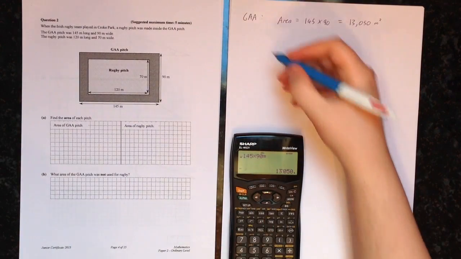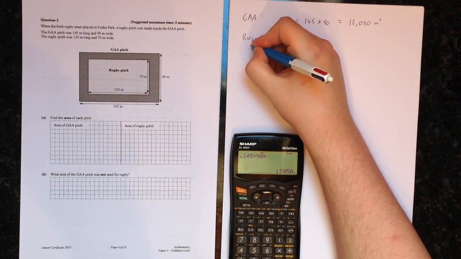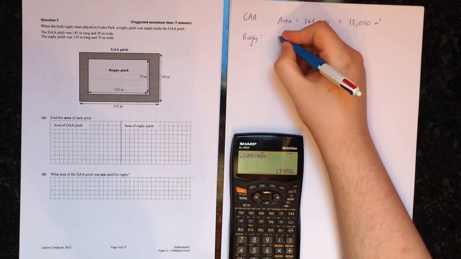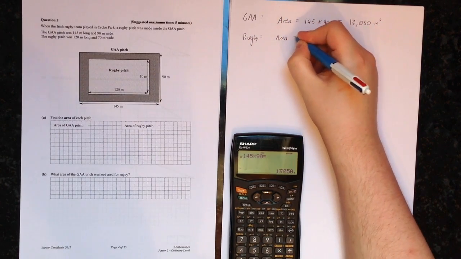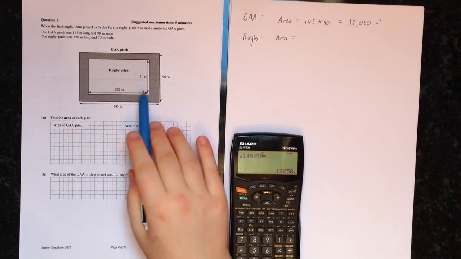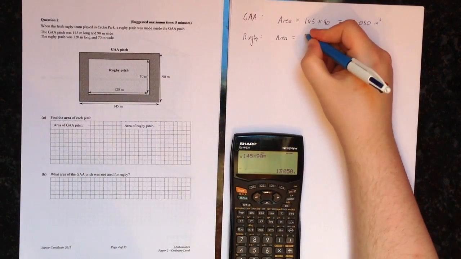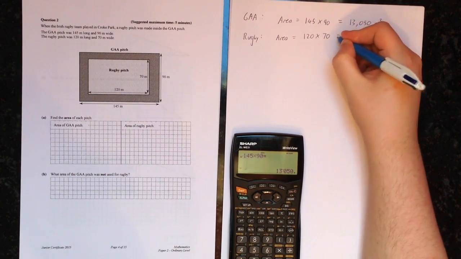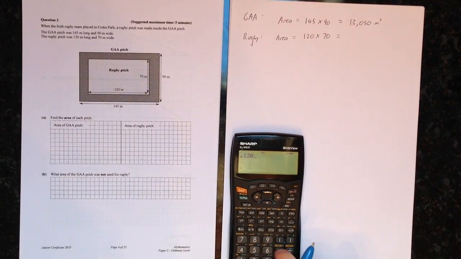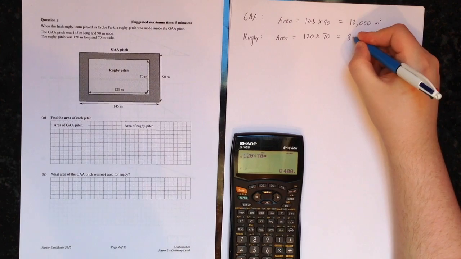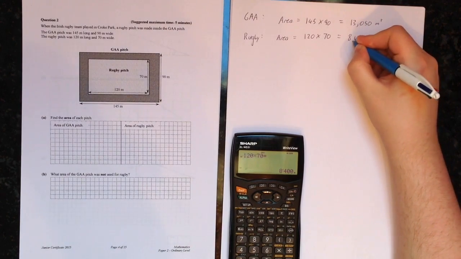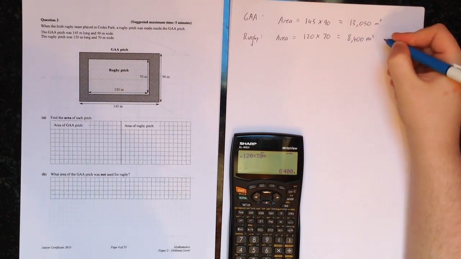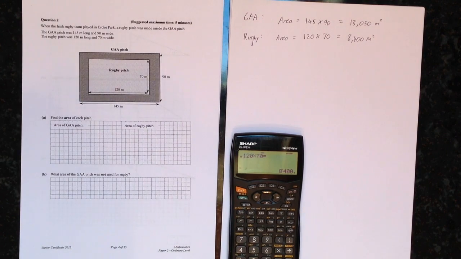Next, we want the area of the rugby pitch. The area again is going to be the length multiplied by the width. So this time it will be 120 multiplied by 70. That is equal to 8,400 square metres.